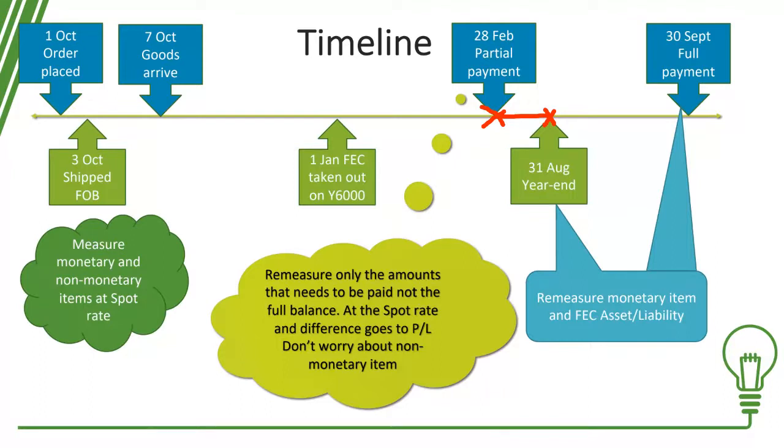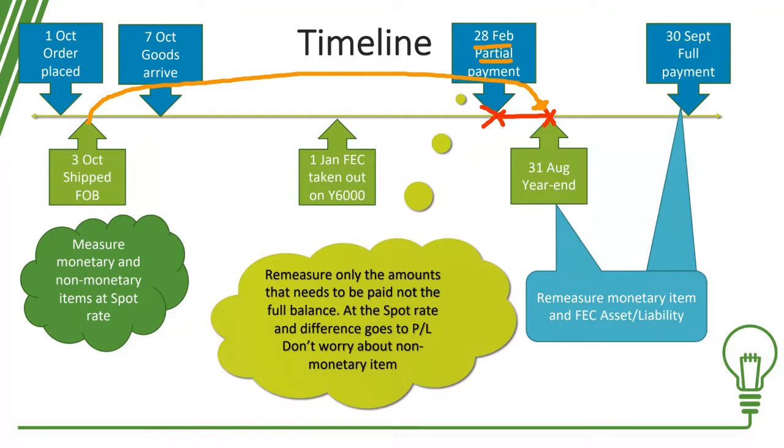We paid the creditor 4,000 and there's 6,000 outstanding. What rates? How are we going to remeasure that 6,000? Remember, we never remeasured it on the 28th of February. We never remeasured that 6,000. So the 6,000, we're going to be taking from transaction date to year end.